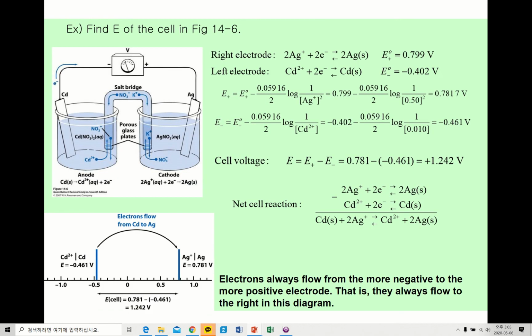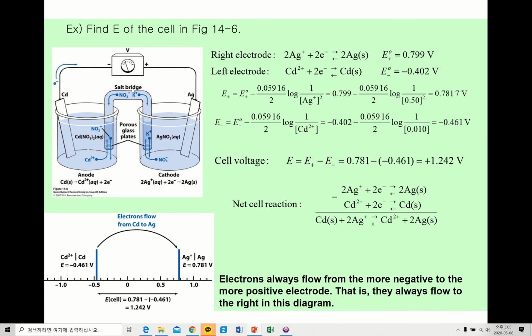Here is an example. Let's consider this cell. This is the anodic part, this is the cathode. This is a very simple cell. On the left hand side, cadmium metal is inserted in a solution containing cadmium nitrate, and on the right hand side, silver metal is inserted in a solution containing silver nitrate. These two beakers are connected through a salt bridge.